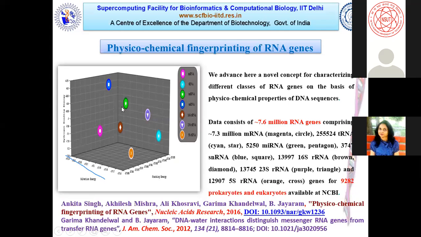And what happens when you look at the physicochemical properties of these RNA sequences? So here is hydrogen bonding. This is solvation. Here is the stacking part. All of them are clustering at different parts of this three-dimensional space, right? So that clearly says that they are separable.